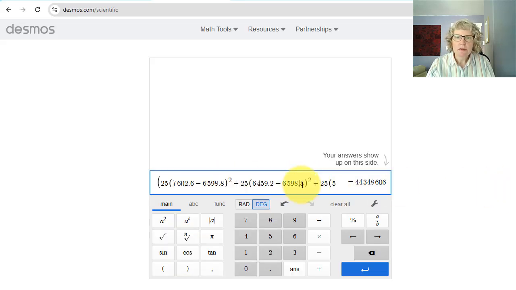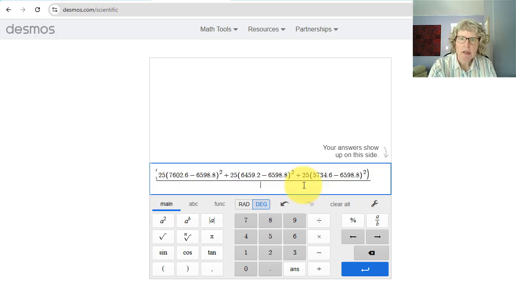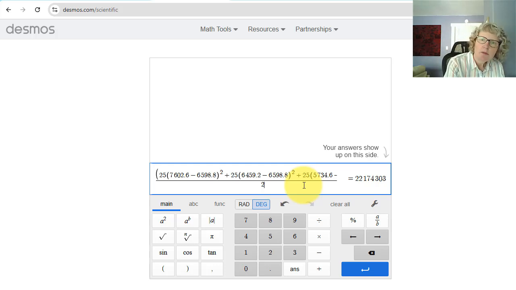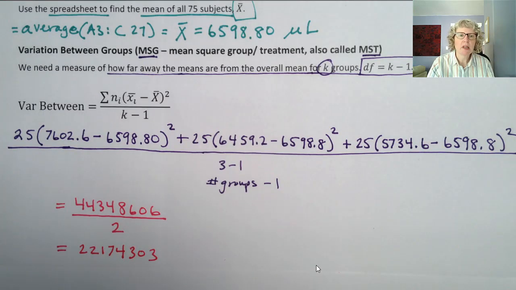Then when I divide by 2, I want to also write that number down. So let's see if I still have all the parentheses that I wanted. I still have the one in the front. Yes. Now I can just divide by 2, and I get half of that. You might notice that these are numbers in that table, which is why I want both of them. And remember how I said we divide by the degrees of freedom? So 221,743,03. Okay, these don't really have units because they're squared and all kinds of things are happening.